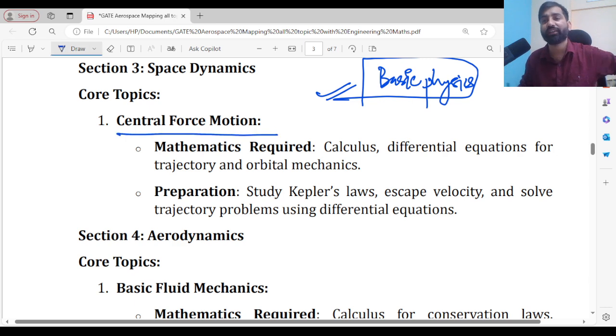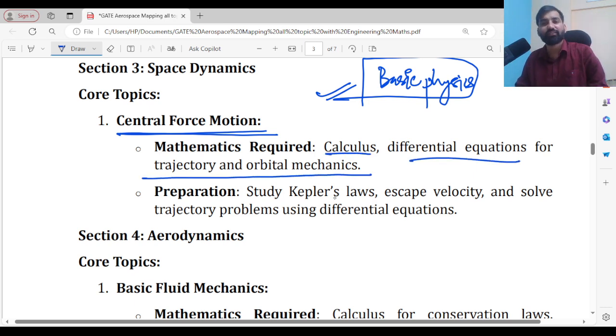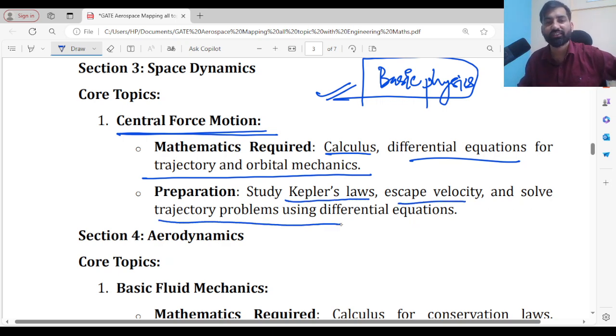Understand? Central force motion. Basic physics means what is force, okay? You will also find SFD, BMD and all kinds of concepts from engineering mechanics, and engineering mechanics needs fundamental concepts of physics. So central force motion means calculus and differential equations for trajectory and orbital mechanics, okay? What to study in preparation? You have to study Kepler's laws, escape velocity, and solve trajectory problems using differential equations. If you have a thorough understanding of differential equations, then you can understand this. You will not find it boring as well. It becomes so interesting, okay?